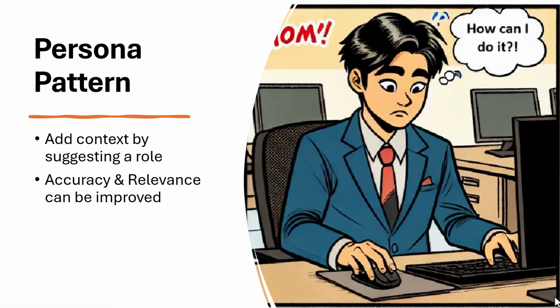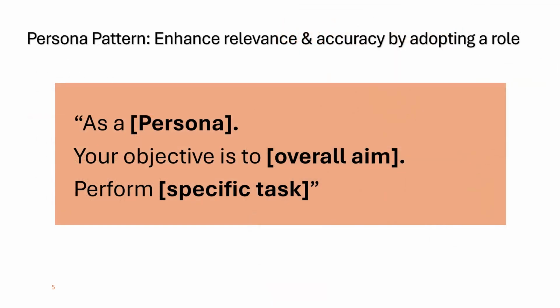All right, so let's get into some methodology. And today we have the persona pattern. This is where you add context to your query to an AI by suggesting a role which it's going to take on. Accuracy and relevance will be improved with this one. How does it work? Well, I'm glad you asked me that.